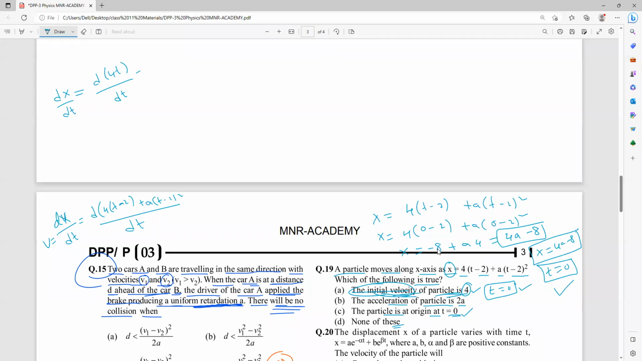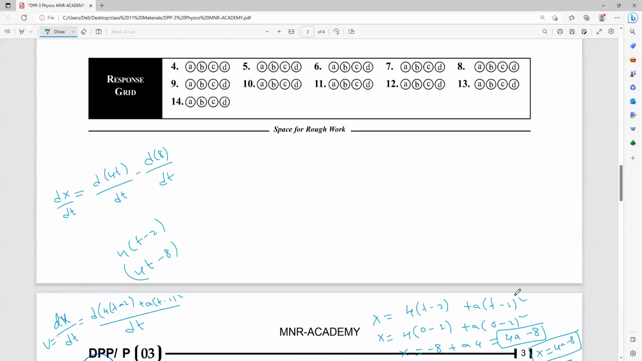It will become 4 into t minus 2, which means 4t minus 8. Is it right or wrong? Same way, next one: minus d of 8 divided by dt. Next plus, what is remaining? a into t minus 2 whole square. You can apply it directly, or else you can split this one: t square plus 4 will come.